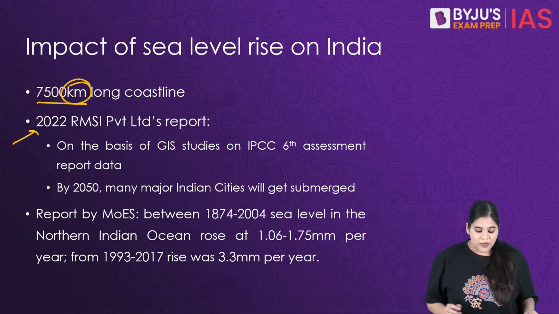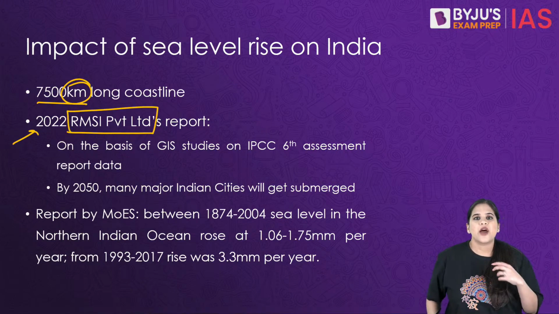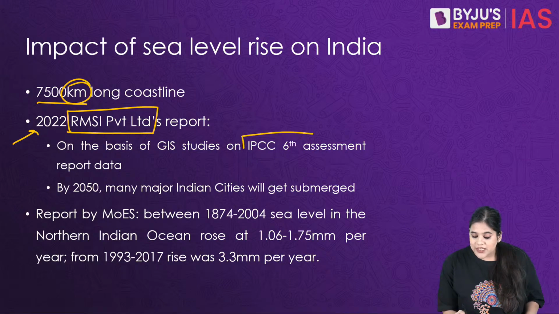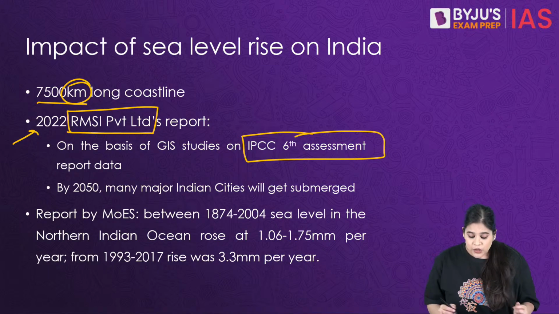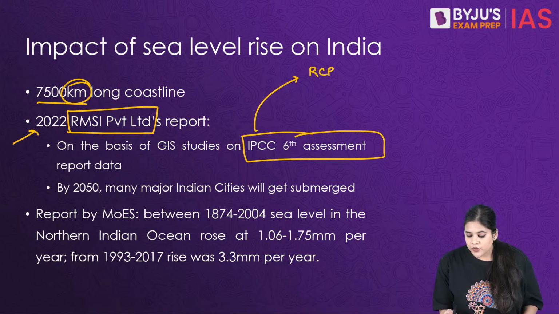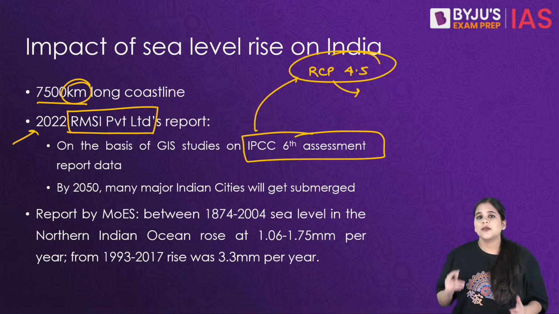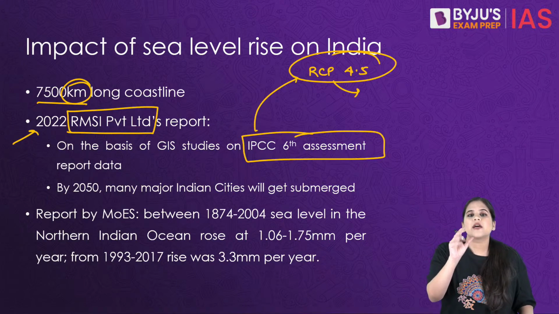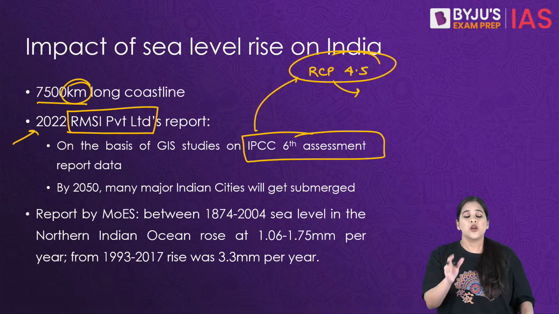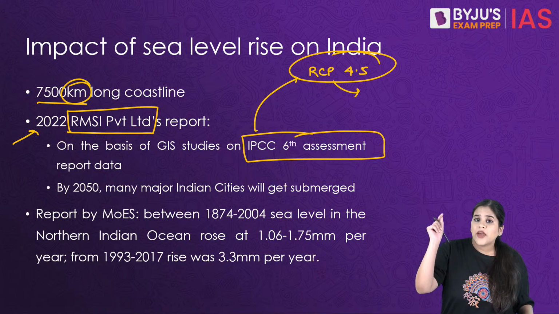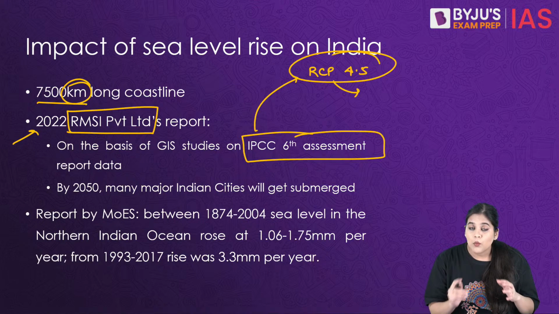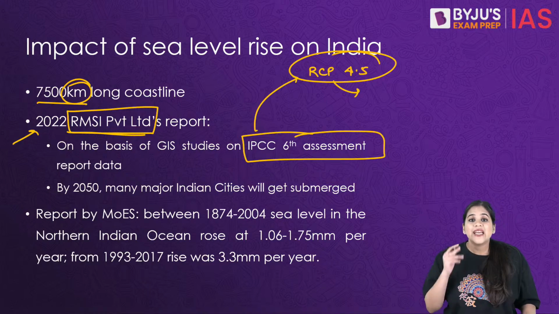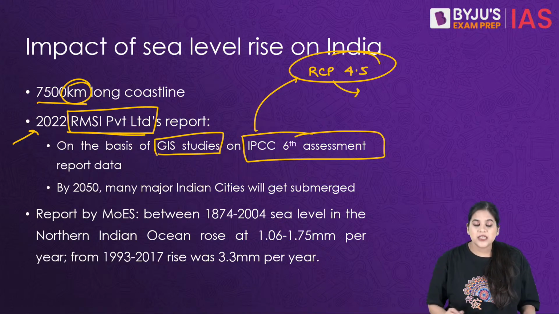According to a report by this company called RMSI Private Limited, which published its report on the basis of IPCC 6th assessment report data, they took the data RCP 4.5. Now this RCP 4.5 data was the data in the case that there is a moderate amount of warming. It is not extreme data, not very low amount of warming, not very high amount of warming. It calculates moderate amount of warming. So based on that data, this particular company concluded its GIS studies.